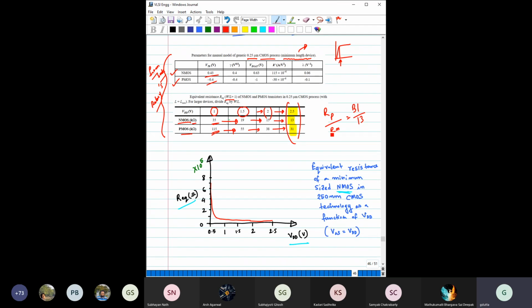Okay, and even if you change the technology node from 0.25 to some different technology node, then this value is not going to be the same. This value is again going to change. Even the ratio is going to change. So this ratio is quite dependent on the technology node that you are using. And please do remember one thing while we are calculating how this R equivalent is dependent on VDD, for example on this table.